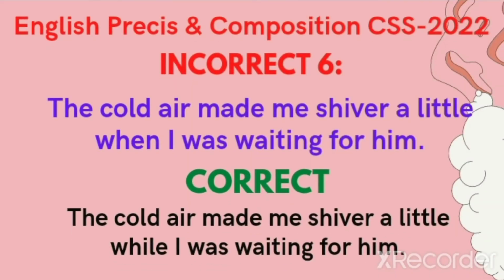Number 6, incorrect sentence: the cold air made me shiver a little when I was waiting for him. Explanation: we use while in a clause with a continuous action using a verb in a continuous tense. However, we use when in a clause with a single action using a simple or indefinite present or past tense. So we have to replace when with while. Thus the correct sentence is: the cold air made me shiver a little while I was waiting for him.